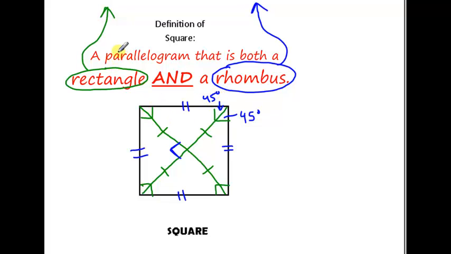All right, now I'm going to show you a quick video just so you know what a square is good for, and then we'll move on.